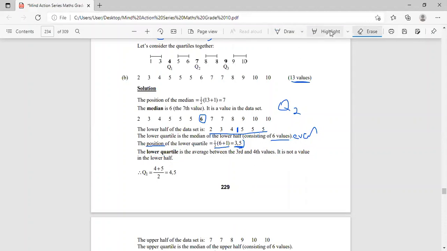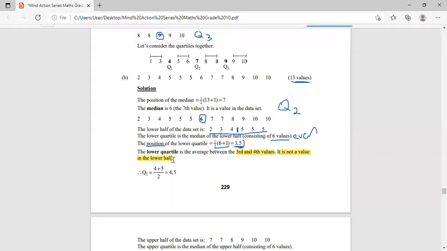I need to highlight this. This is very important. Write it somewhere, or write it when you look at the video. It is not the value in the lower half. It is between the 3rd and the 4th value. Sharp. And then we'll continue with this.